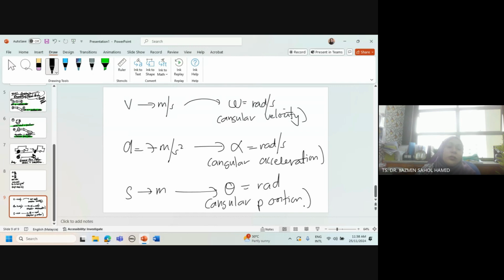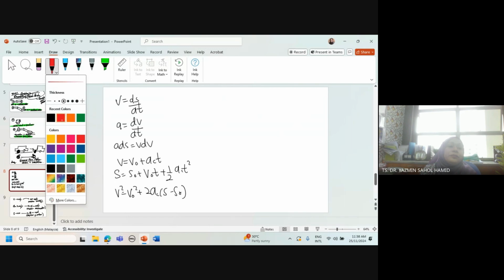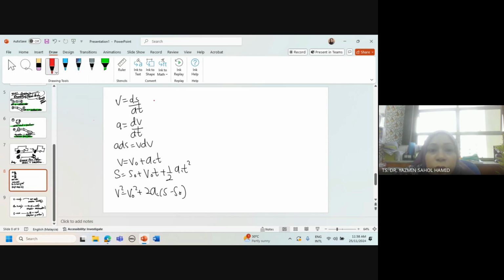So when you go back to the formulas, if we write them back, it will be omega equals d theta over dt. And alpha equals d omega over dt. And this one will be alpha d theta equals omega d omega. I think you can understand the rest.